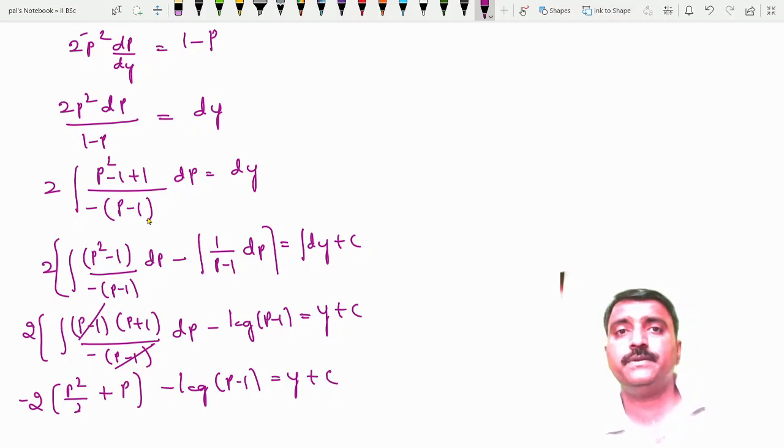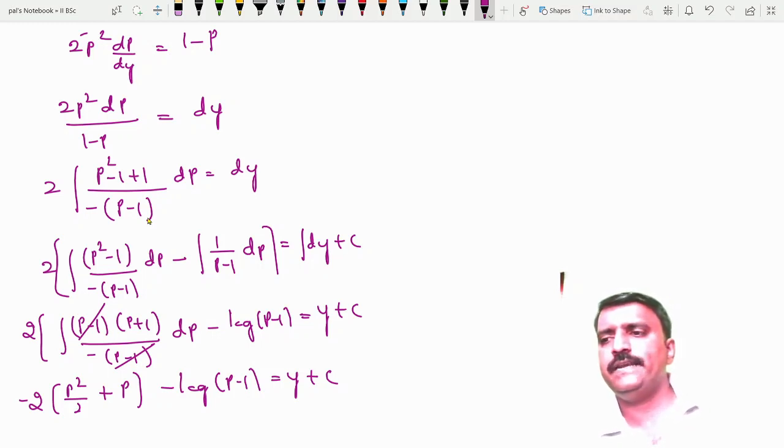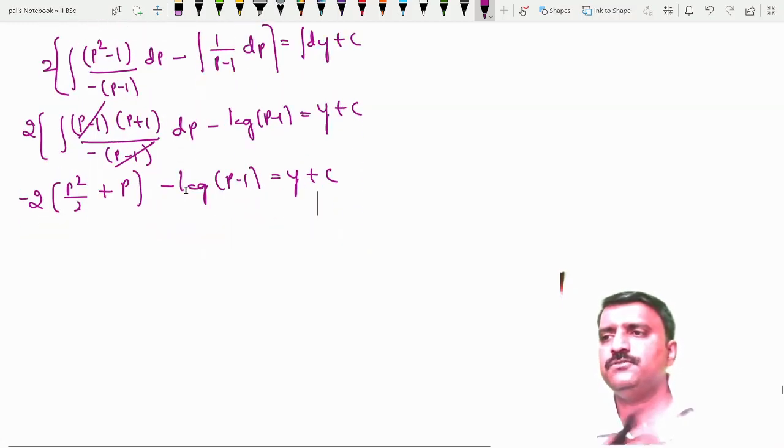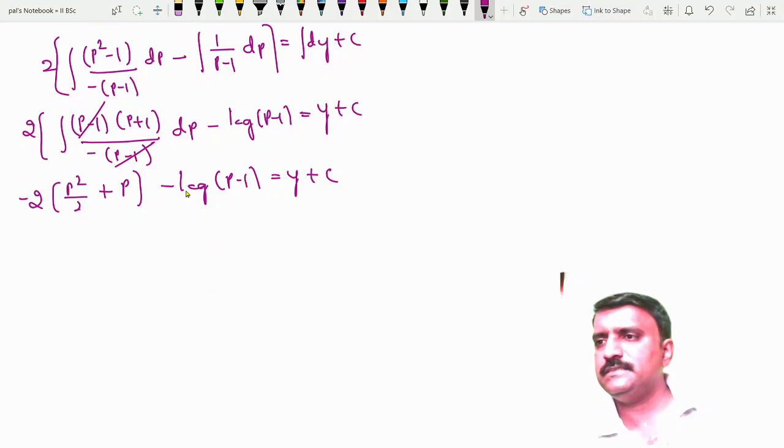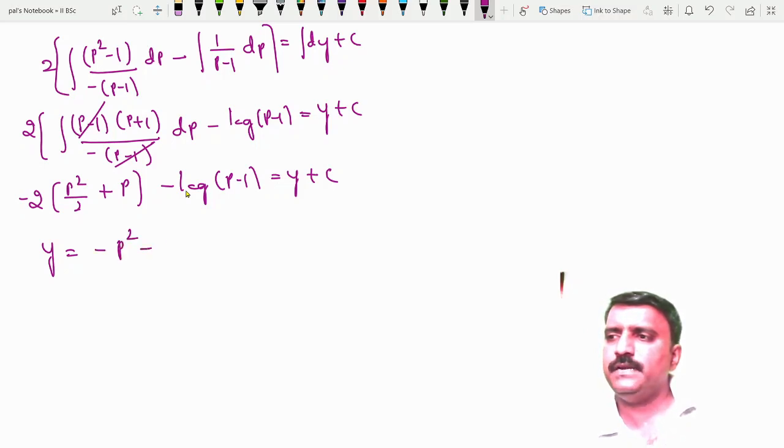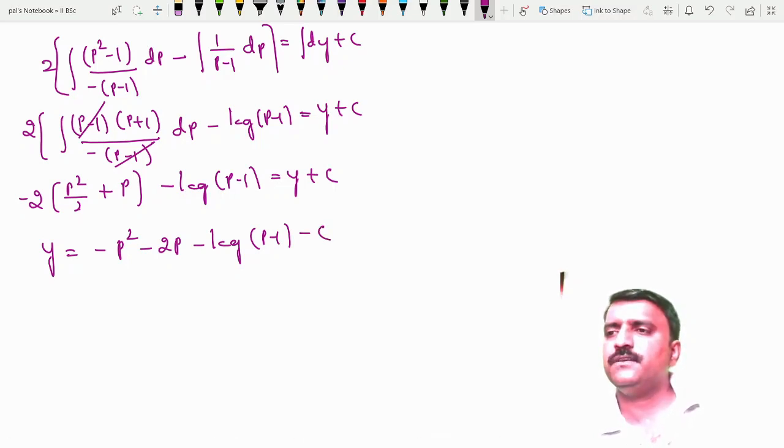So minus y is equal to y plus constant. Is it possible to separate p? Even though it is possible, it is a little bit difficult. So what shall we do? Keep that result as it is. So write that result as y is equal to, multiplying by 2, minus p square minus 2p minus log of p minus 1 minus c. Okay, so this is the expression for y.